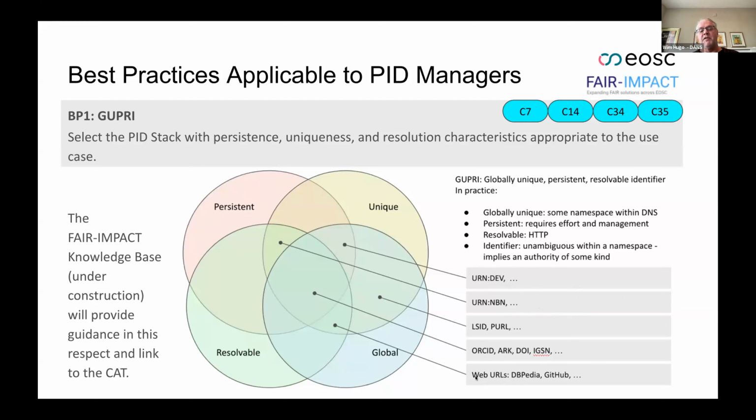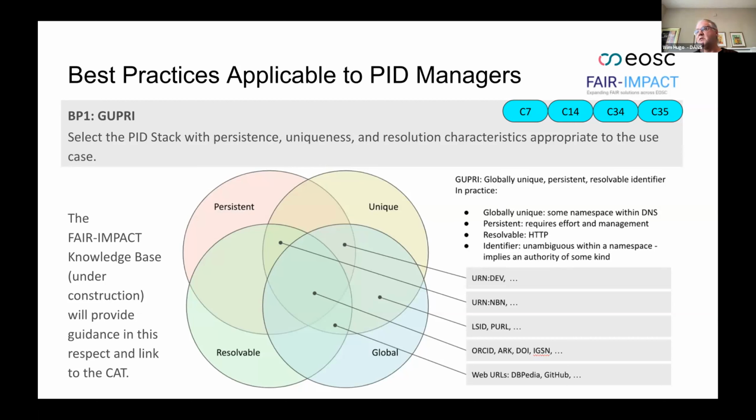or, as is the case, a very good example of typical web URLs in things like DBpedia or GitHub, they are unique and global and resolvable, but there is no guarantee that they will be persistent. So one has to match the requirements that you have in respect of these 4 distinct elements with the use case that you have.